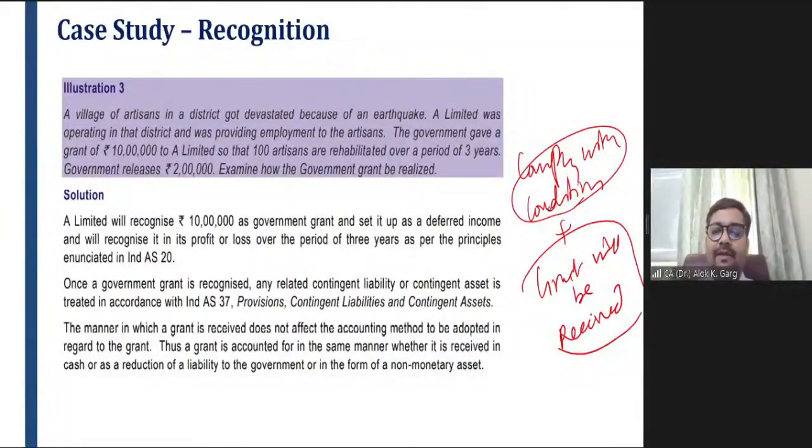Shraddha, I hope I have replied to your question. Shraddha is asking, sir, in the second year, if there is reasonable assurance that the condition cannot be fulfilled, do they need to reverse it? Yes, Shraddha, you need to reverse it. Okay.